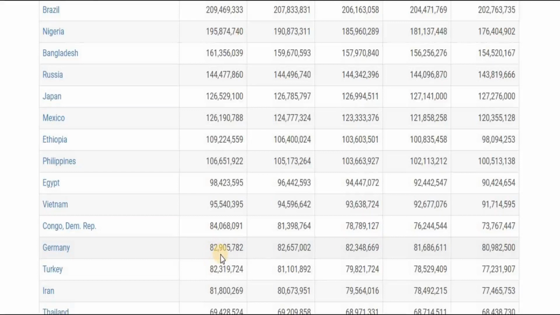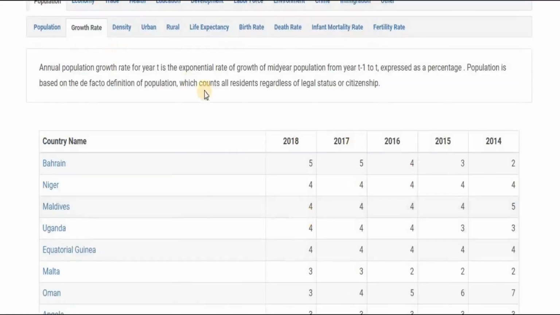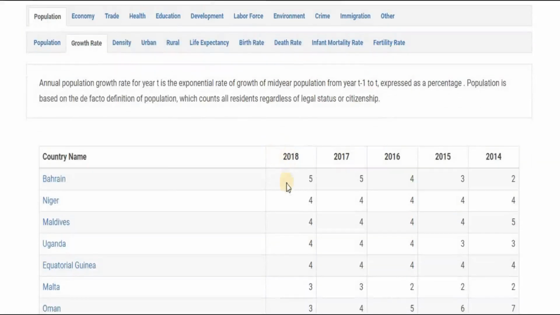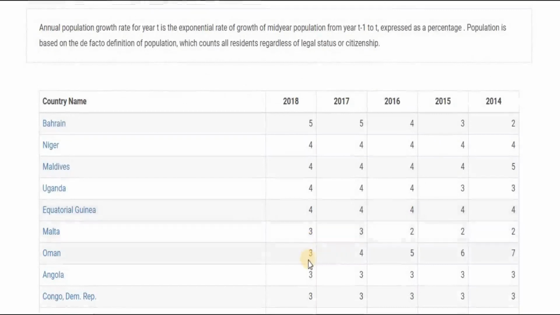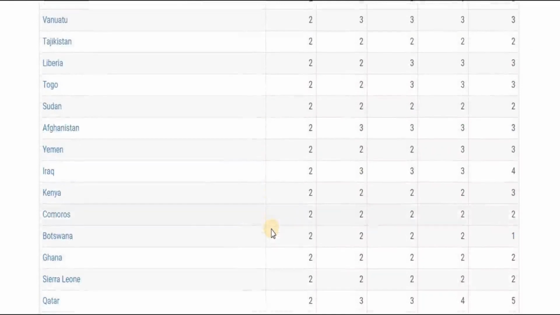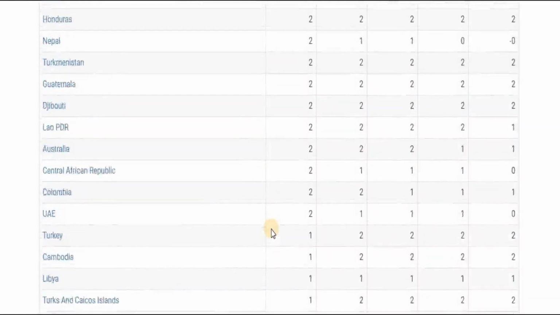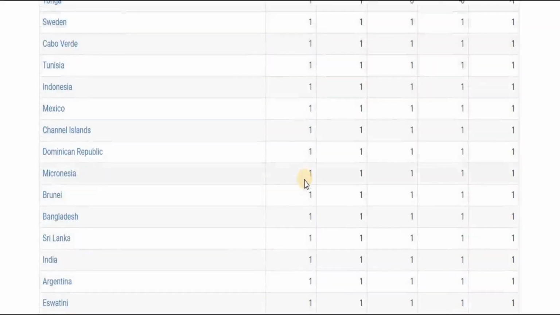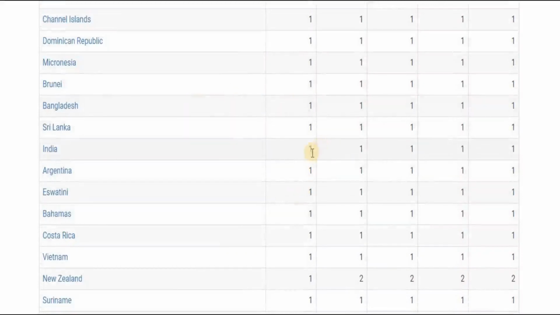population, right? So, when you compare the growth rate of population, population growth rate by country, you see countries like Bahrain, Niger, Maldives, Uganda have a very high growth rate, 5%, 4% growth rate every year. Malta, they have 3%, Oman. At the same time, you see the developed countries of the world, European countries of the world have a population growth rate around 1% or even less. You see, India also is somewhere in that 1 to 2% range.